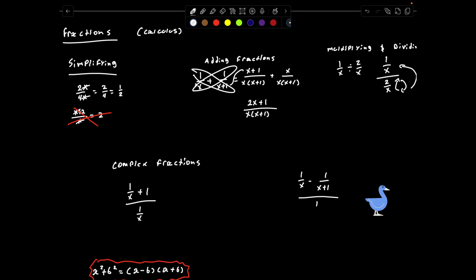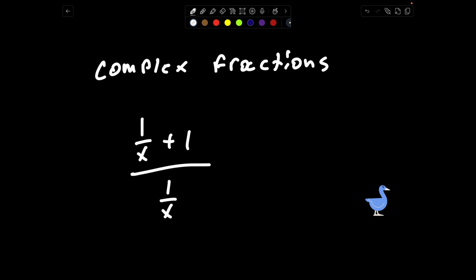Now we're going to go ahead and move on to something else. Complex fractions. This one does look a little bit scary, but I promise it's not that bad. So the method with this one, we basically have to multiply everything by x. We see that this is x, so multiply both sides by x, which we can do because x over x is just 1.